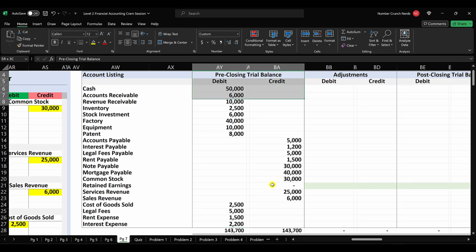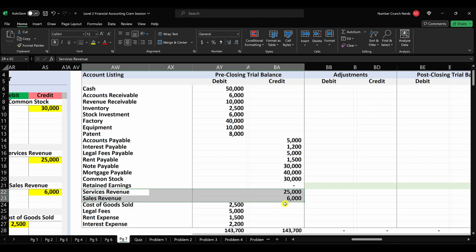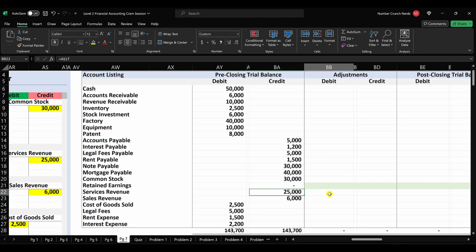So here is the trial balance. We have the debit side, we have the credit side. Here is an adjustments column where I'm going to do this entry. Here we also have a debit side and a credit side. Here are our income statement accounts, starting with revenue right there. If it's a credit balance, then I am going to put an entry on the debit side in the adjustments, right?